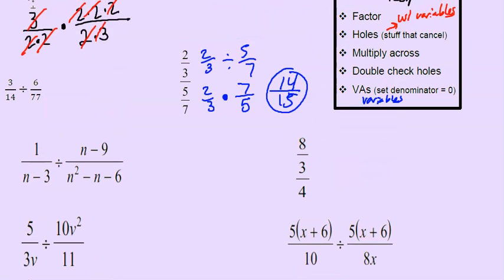Let's do this one right here. 1 over n minus 3 divided by n minus 9 all over n squared minus n minus 6. So we keep the first fraction, change the operator to multiplication, and then flip the second fraction.